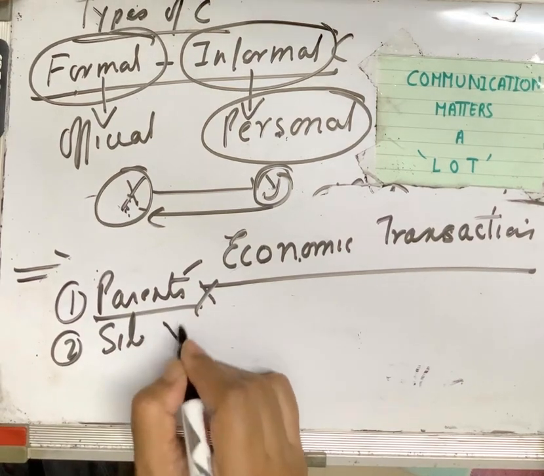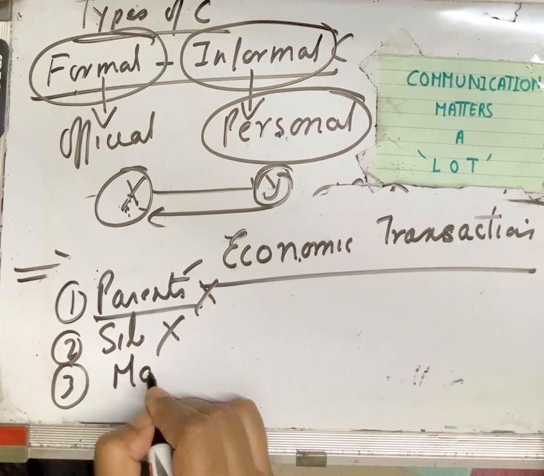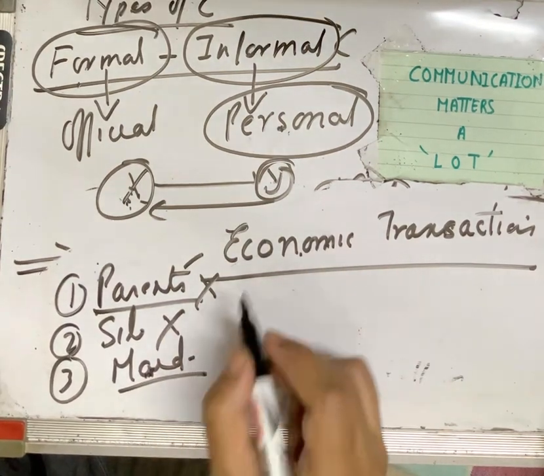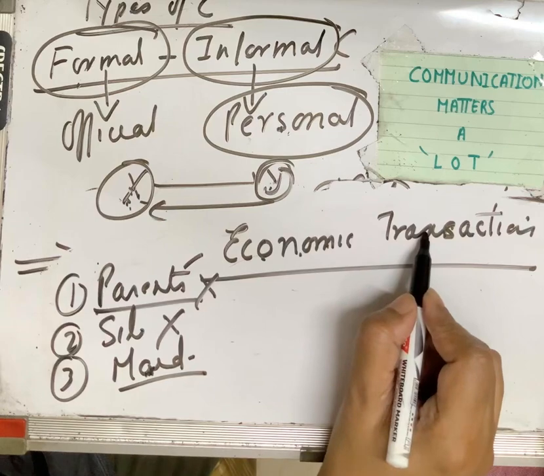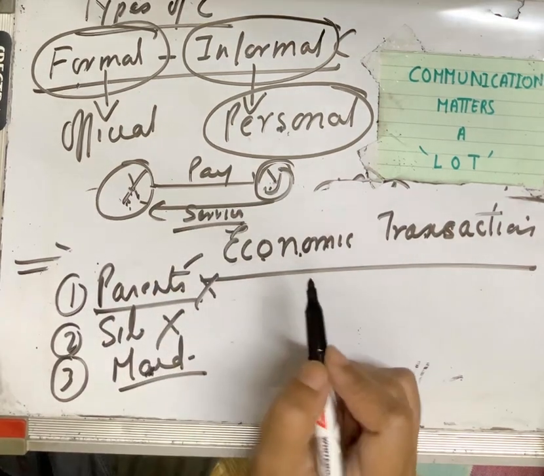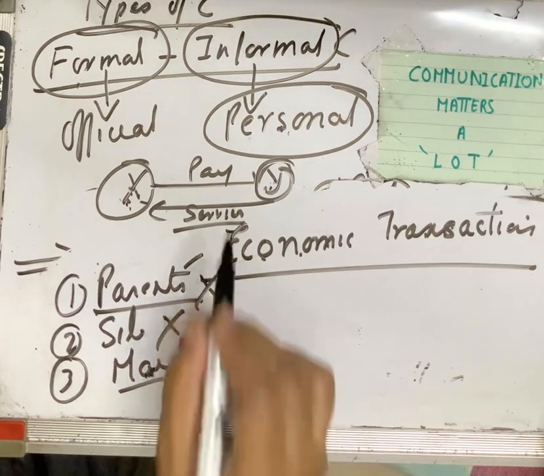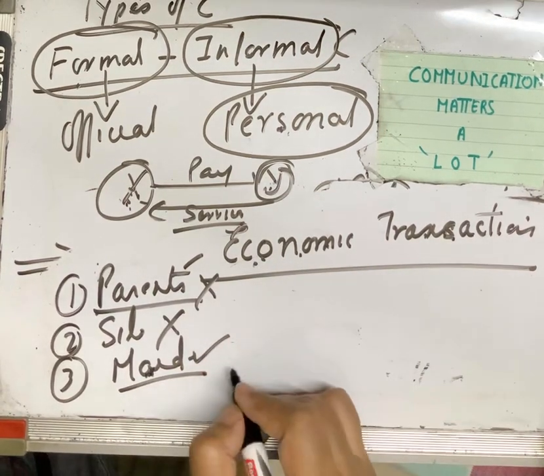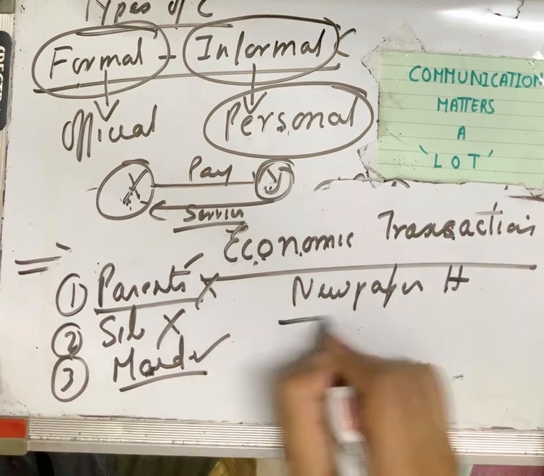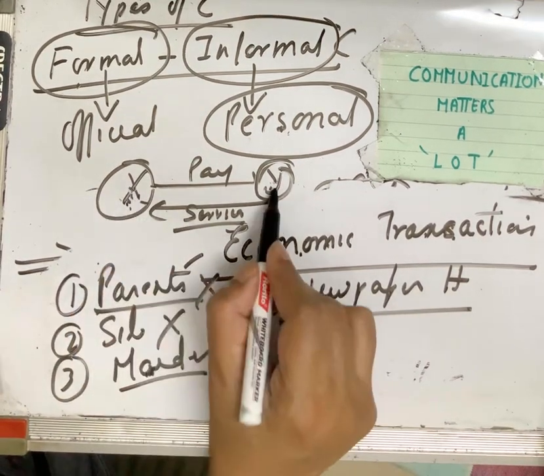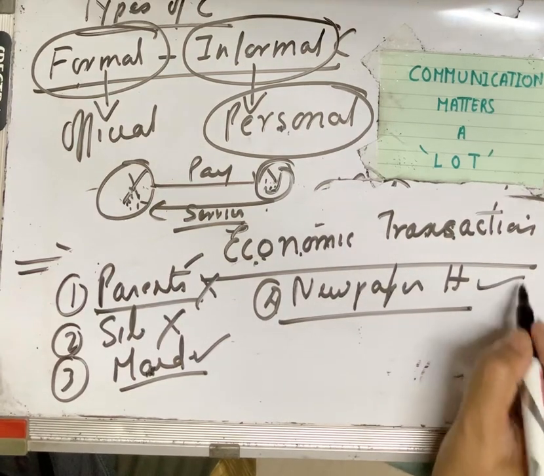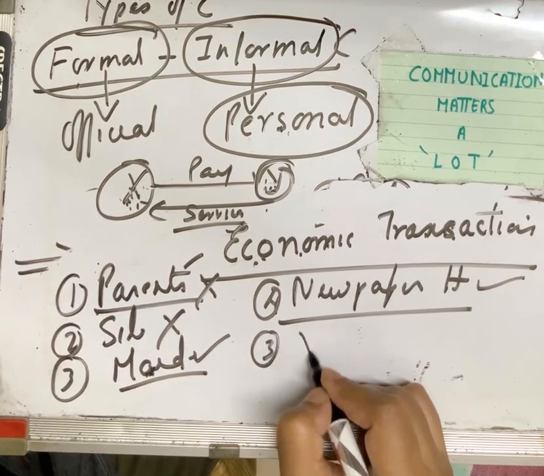Your siblings, again no. Then comes your maid, your domestic support system. You and your maid, there's an economic transaction. You pay your maid and she gives you her services to clean your house. So this is an economic relationship based on economic transaction. Then you meet your newspaper hawker. Again, you and your newspaper hawker, he gives you the newspaper, you pay him. Economic transaction. Then you go to your vegetable vendor.